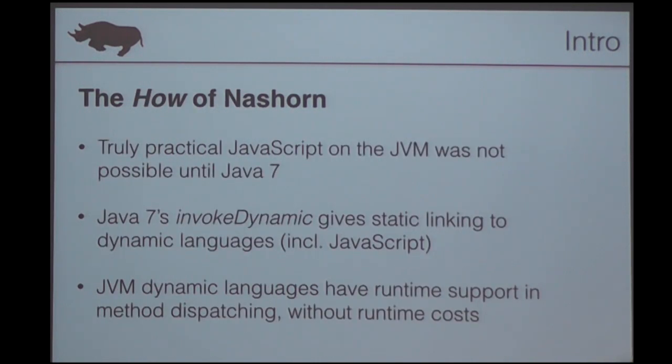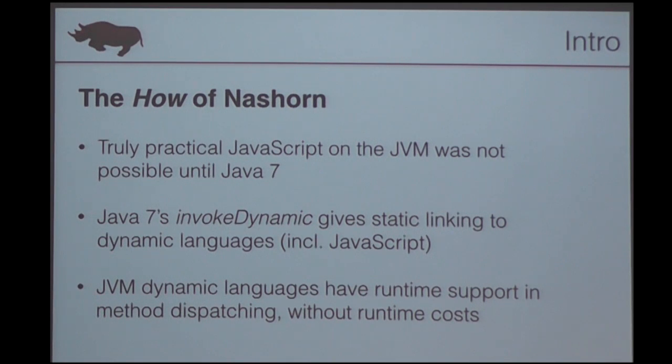Nashorn, though, wasn't possible on the JVM until Java 7. Java is a statically compiled language, and its ability in the past to run dynamic languages kind of resulted in really super costly workarounds. So Groovy, for example, when Groovy was first coming about, its performance numbers were just extremely low compared to native Java, because there wasn't anything in place at the JVM level really to make that happen.